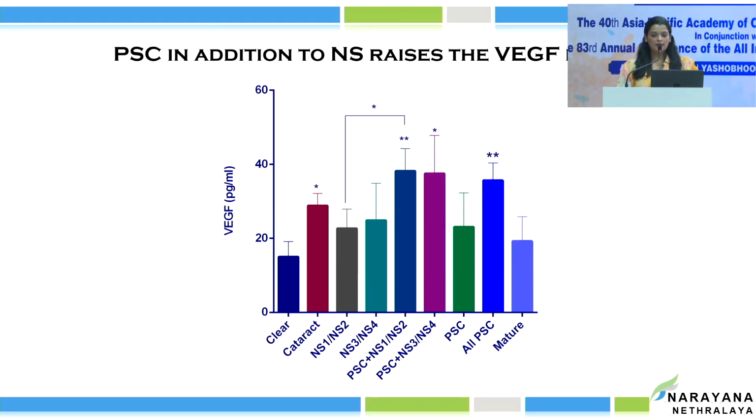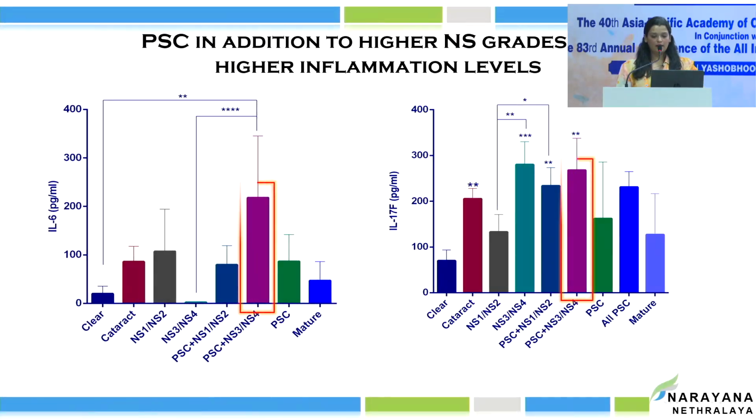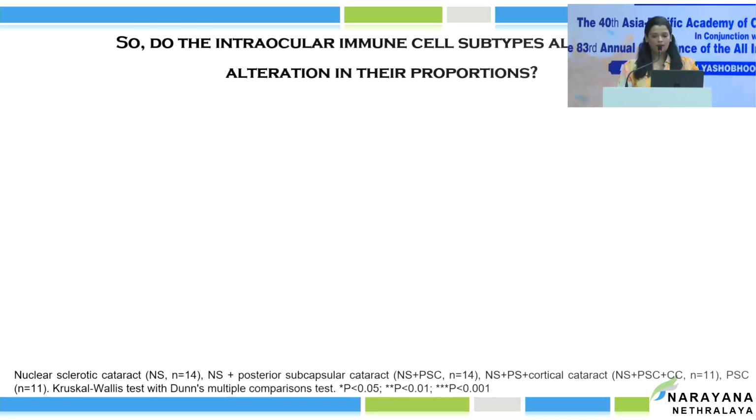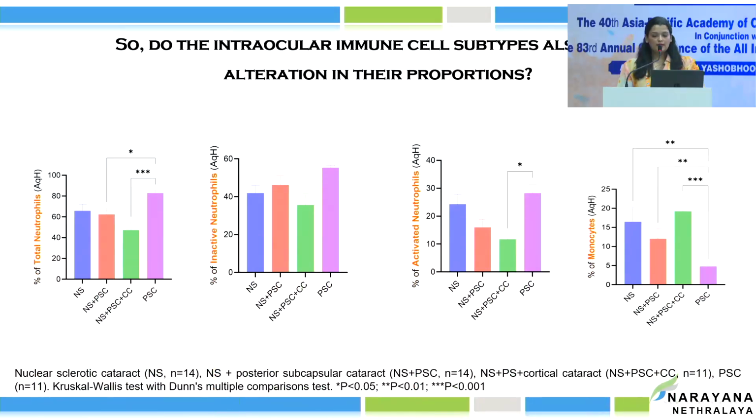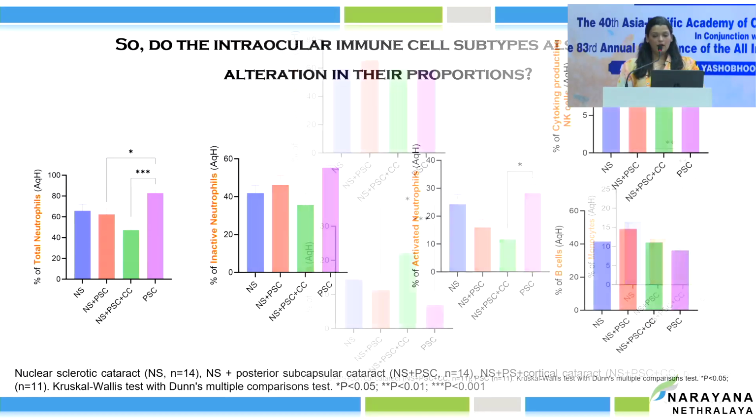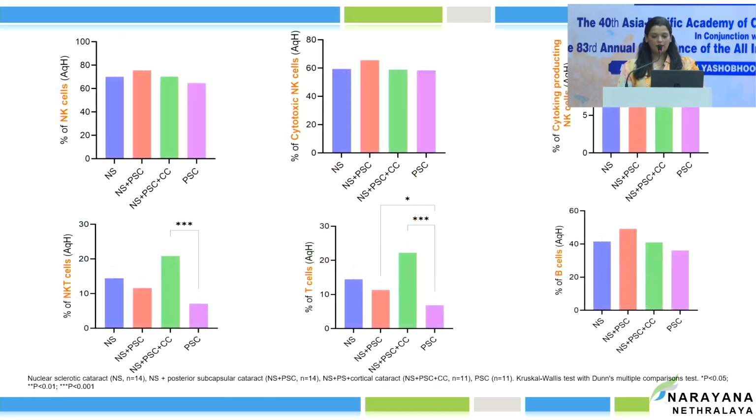Coming to the results, out of the multiple immune inflammatory factors measured, the levels of vascular endothelial growth factor A, interleukin 6, and interleukin 17 were significantly raised. Both interleukin 6 and interleukin 17 levels were significantly raised in nuclear sclerosis of grade 3 to 4 with posterior subcapsular cataract. Higher levels of leukocytes, total neutrophils, and activated neutrophils were observed in posterior subcapsular cataract alone. However, monocytes, cytokine-producing NK cells, and T cells were higher in nuclear sclerosis along with posterior subcapsular cataract.